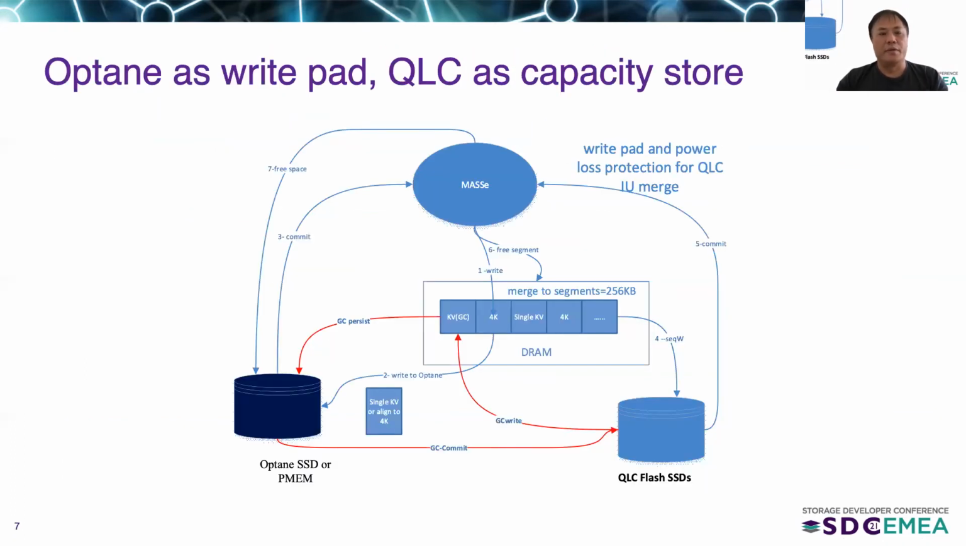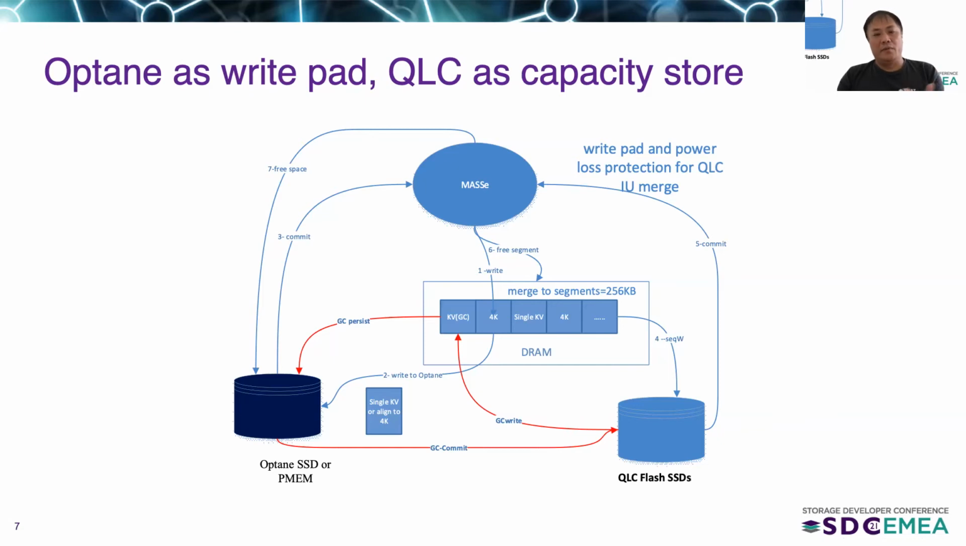Because Optane is really expensive, we're trying to use 2 to 3% of the total storage. We only put Optane in the write path because that maximizes Optane utilization. In short, all the small chunks go to merge in the DRAM. While merging, the small chunks are persisted to the Optane first. Once persisted, it comes back to the host and acknowledges the write, while the actual data is not flushed to the QLC yet.